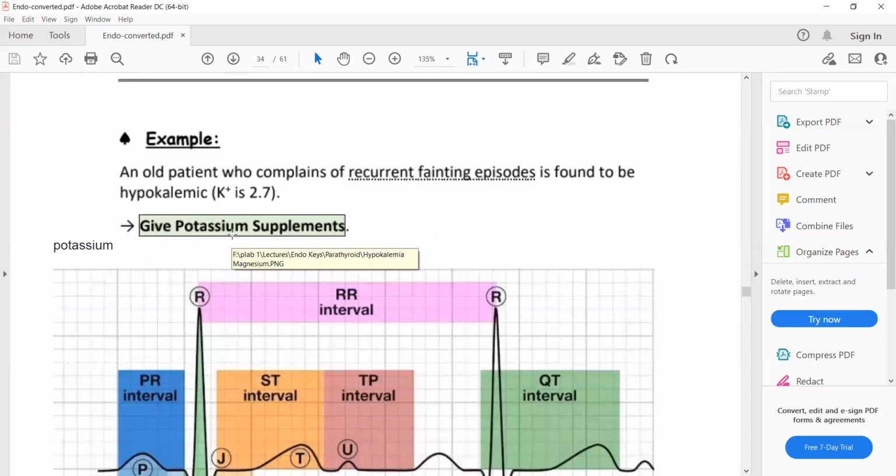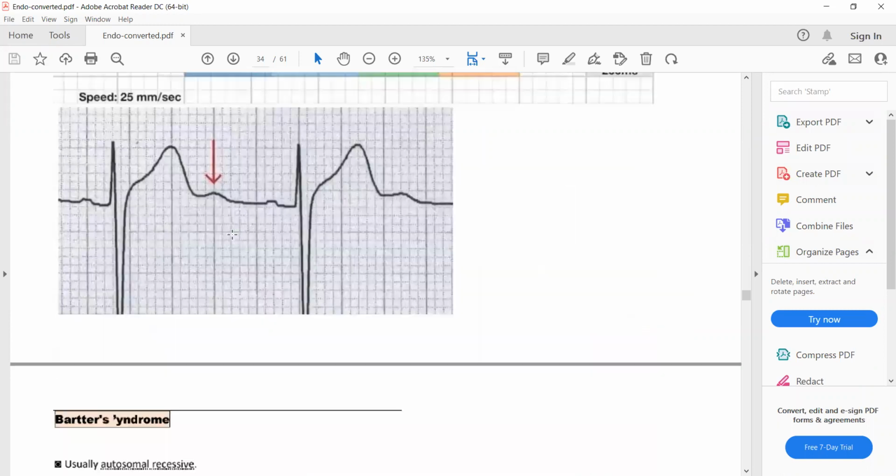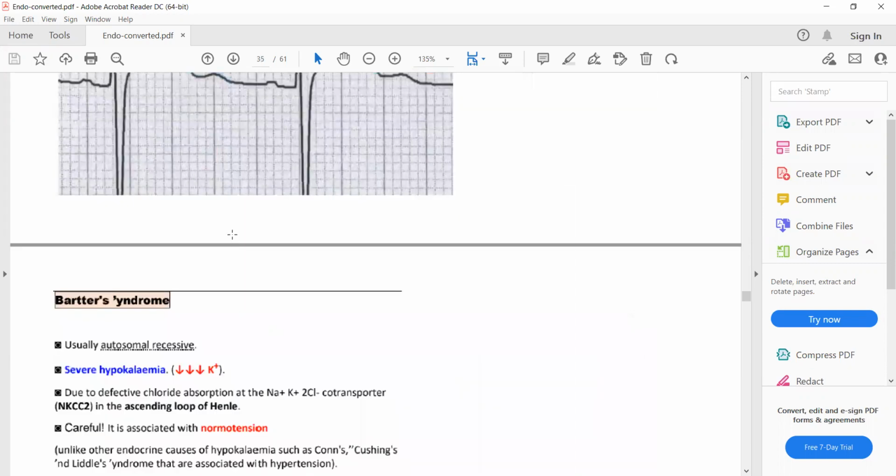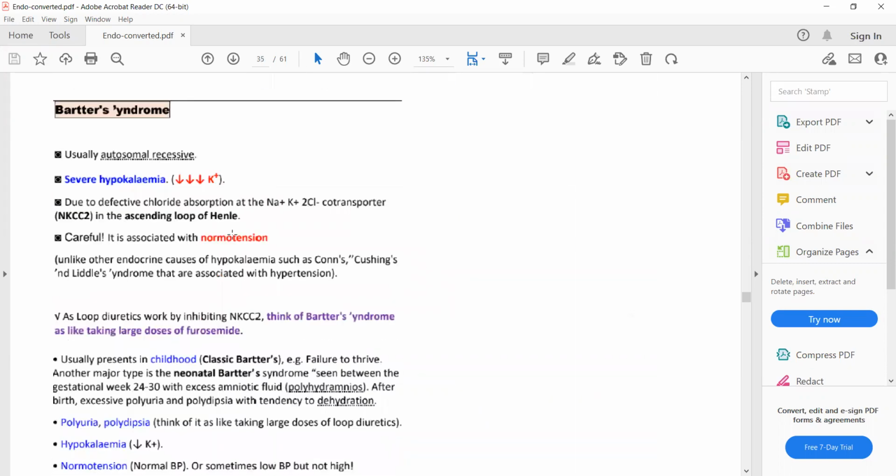So this was all about the management of hypokalemia and which things we need to monitor in hypokalemia. Is it clear, everyone? Is there any question? Okay, no question. So our next topic is Bartter syndrome, which is a cause of hypokalemia.